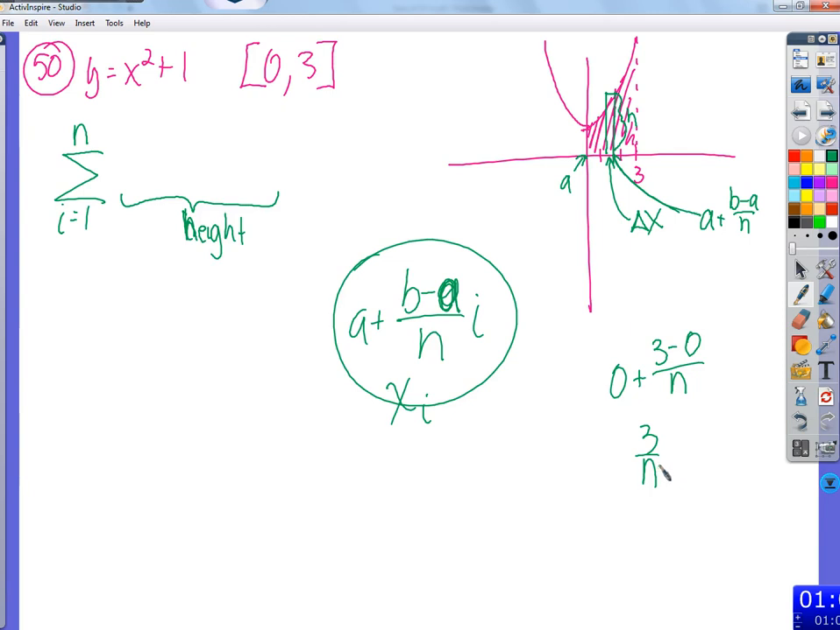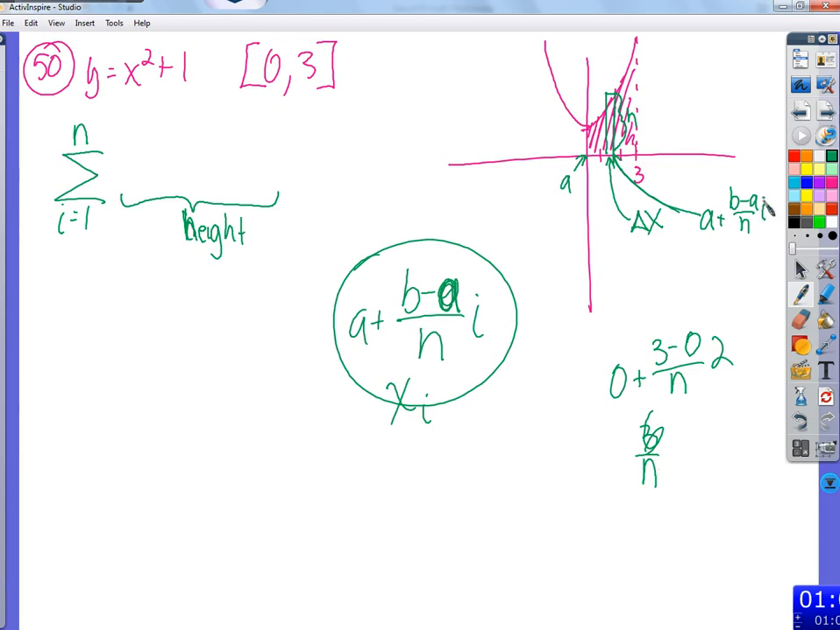Okay, so what was I then, right here? I is which rectangle you're on. Well, what was I when I wrote this down? What did I use for I? One. So where am I with 3 over n? The first rectangle, the biggest rectangle. And if I use 2 here, it has 6 over n. Where's that? The second rectangle, right? And whatever n is, the specific place depends on what n is.